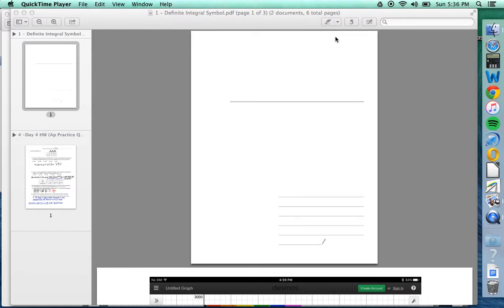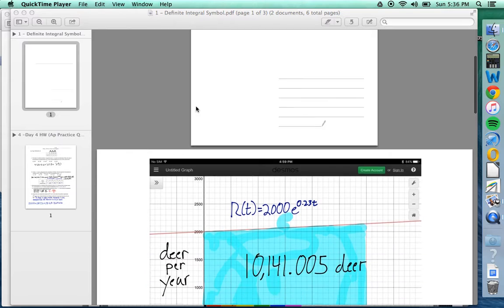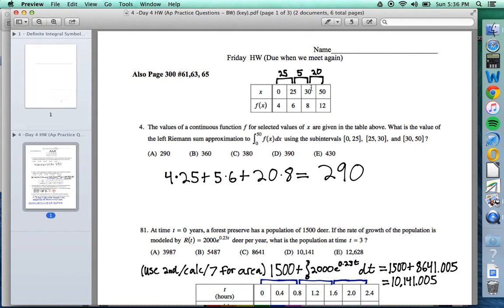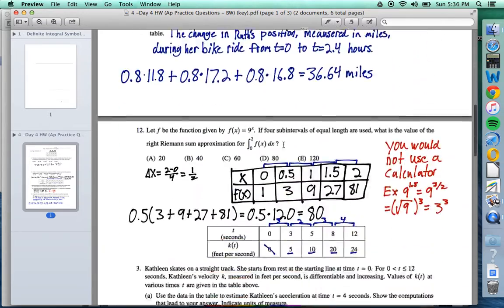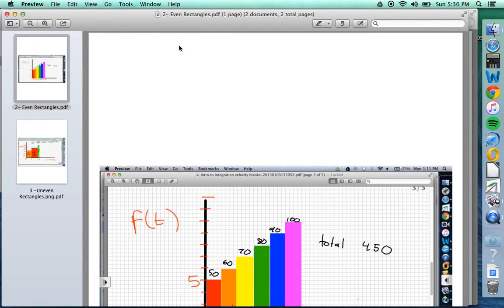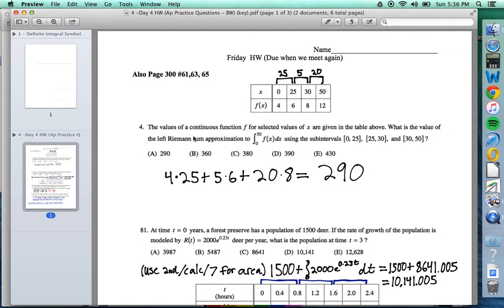Silliness aside, let's get started. So what we're going to do is look at this symbol. We're going to talk a little bit more about the integral symbol from Friday's class. And then we're also going to talk a little bit about some of the questions in the homework where the columns were different widths. So for example, the first one was 25, the second one was 5, the third one was 20. And then also I'm probably going to run through the homework and hit a few highlights. So really let's get to the main lesson, which is the integral symbol.